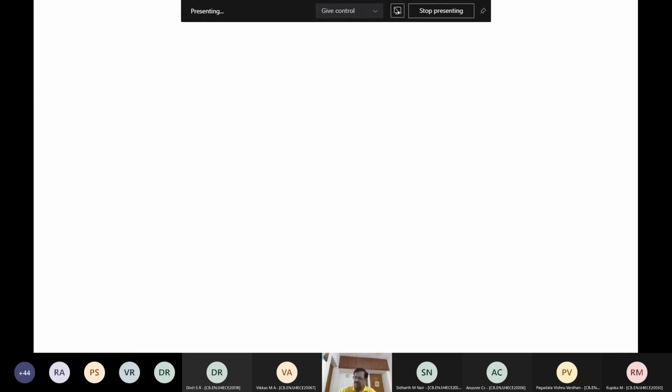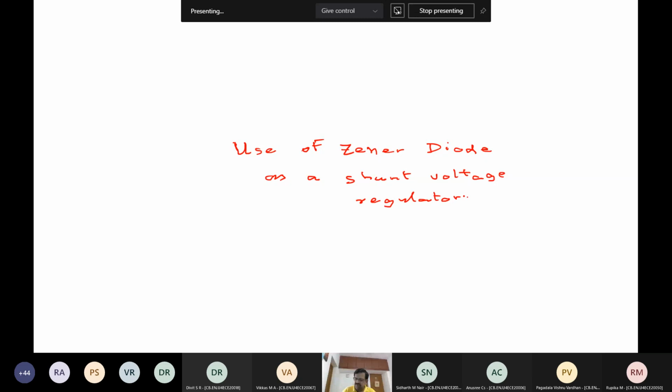So, this is the topic for today's class: how a Zener diode is used as a shunt voltage regulator. So this is the topic for today's class, and let me explain.